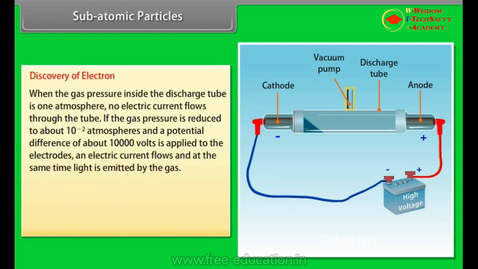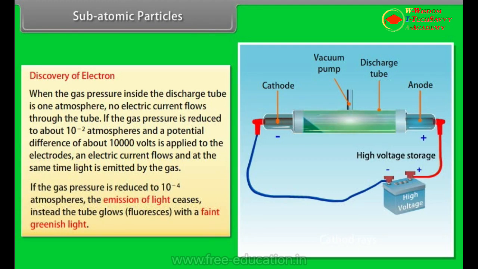When the gas pressure inside the discharge tube is 1 atmosphere, no electric current flows through the tube. If the gas pressure is reduced to about 10^-2 atmospheres and a potential difference of about 10,000 volts is applied to the electrodes, an electric current flows and at the same time light is emitted by the gas. If the gas pressure is reduced to 10^-4 atmospheres, the emission of light ceases. Instead, the tube glows with fluorescence, with a faint greenish light.